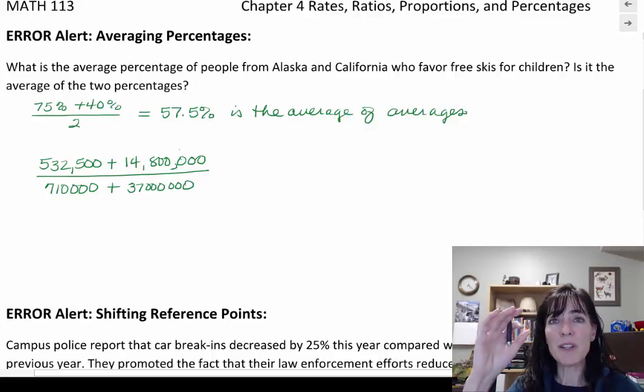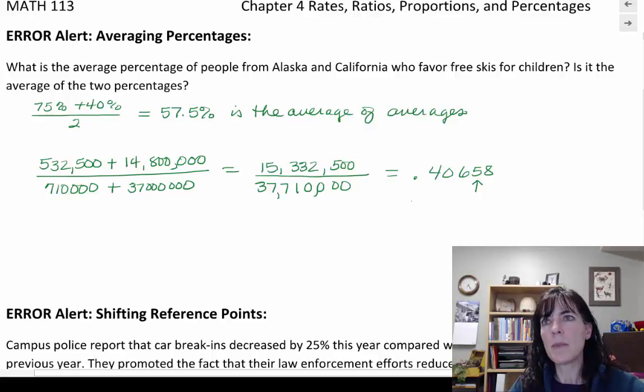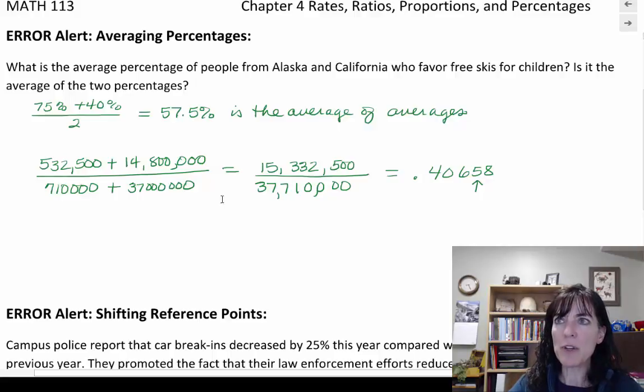Remember, proportion is part out of the whole, and so what we're doing here is taking the part who approve of the free skis out of the whole number of people that we are talking about. And so when we add all these figures together, when I calculate for the numerator, I get 15,332,500. For the denominator, 37,710,000. When I divide those two, I get 0.40658, which is a proportion.